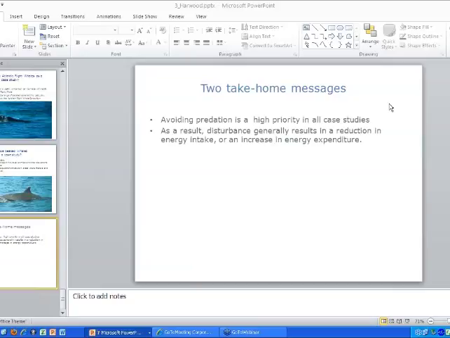And in terms of MHK devices, I suspect the fact that they're mostly producing continuous noise without much variation means that they're going to have less impact than some of the devices that I was talking about, sonars and piling noise from wind turbines.